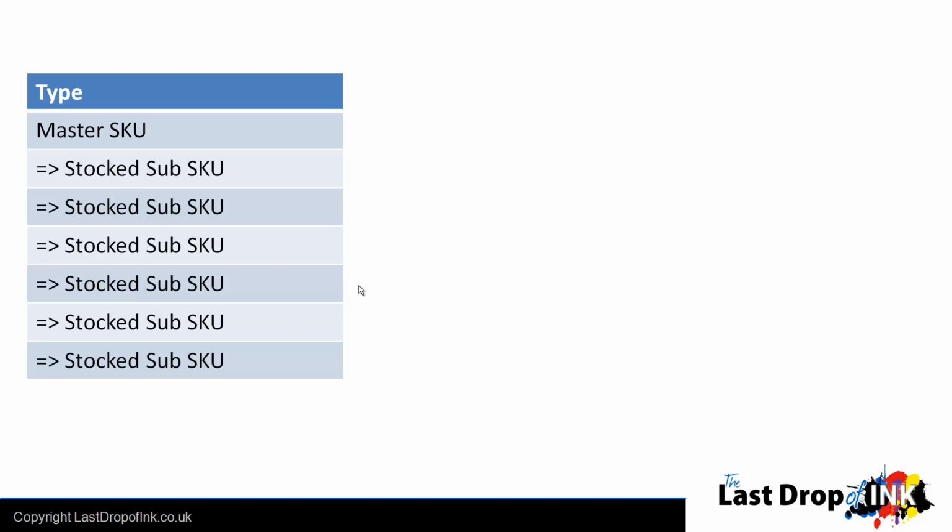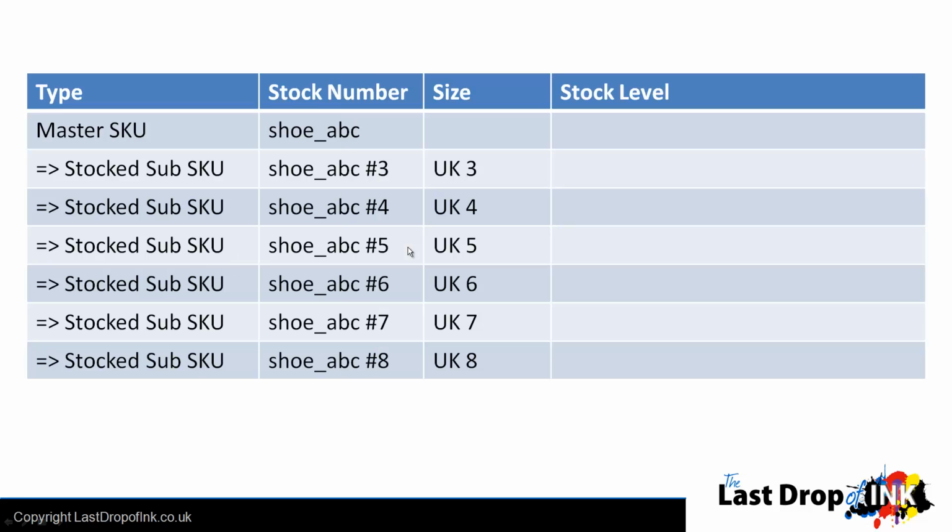Then below there we've got stock sub SKUs, and these stock sub SKUs are the SKUs which hold stock. If we move on one more screen, let's have a look at this in a little bit more detail. We can see that we've got a master SKU called Shoe ABC, and that's the container product, the product which you actually list onto the marketplaces. Then below there we've got Shoe ABC3, 4, 5, 6, 7 and 8, and we've got a size field. That size field is the value which we see on eBay in the drop down box, or the size field which you see on your website, or on Amazon, and so forth.